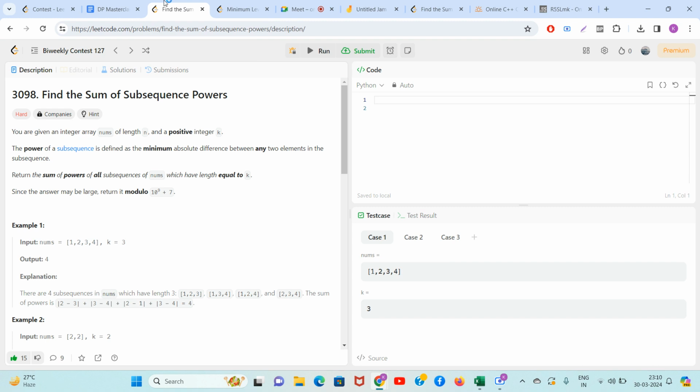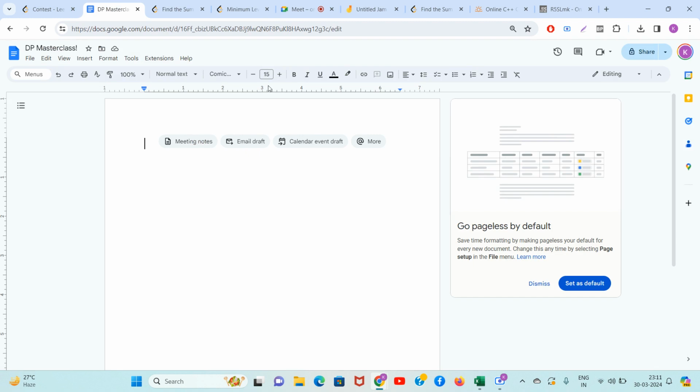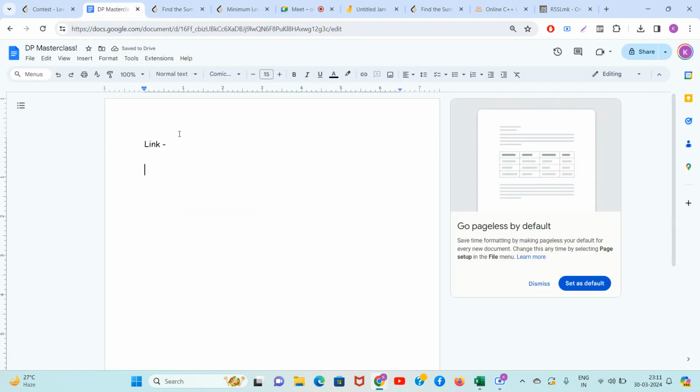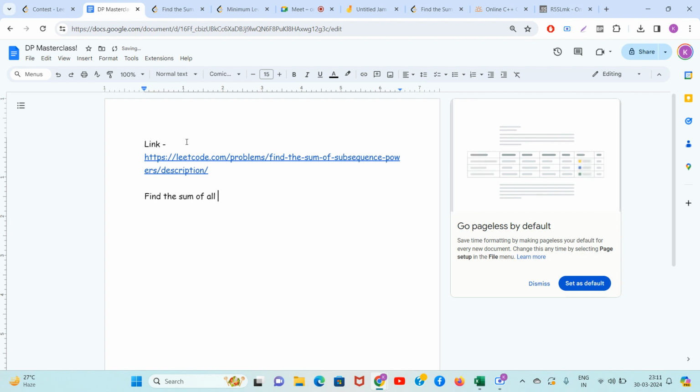So the thing is that you are given an array. They are saying to find the sum of all the subsets of length k in the given array. The definition of sum is different.